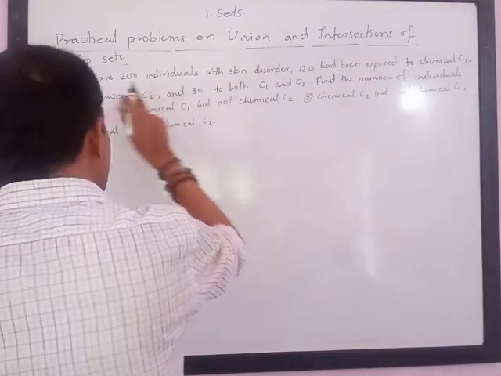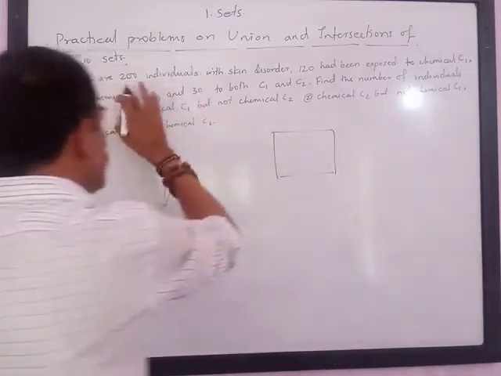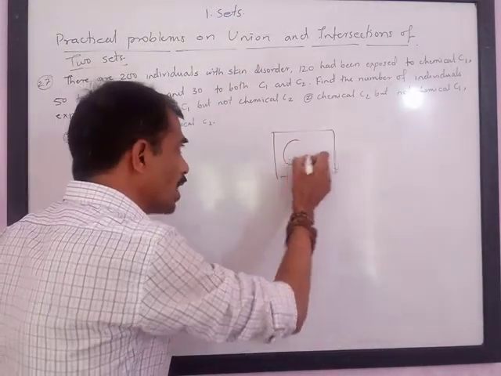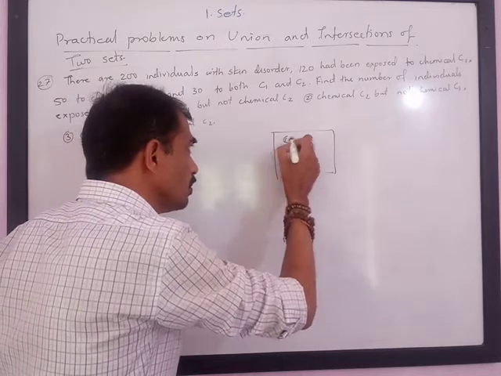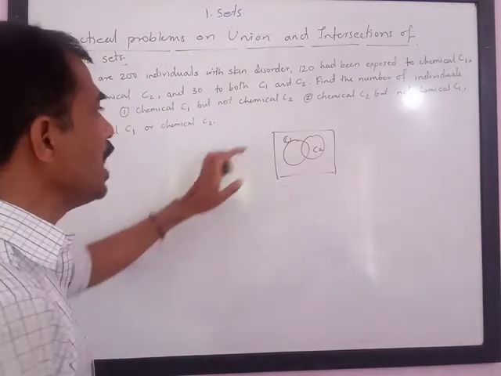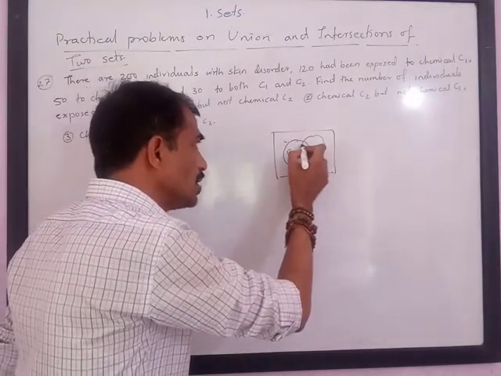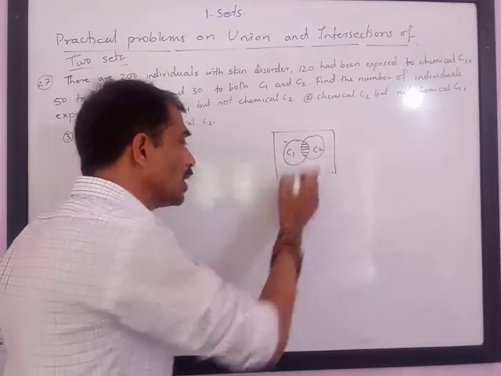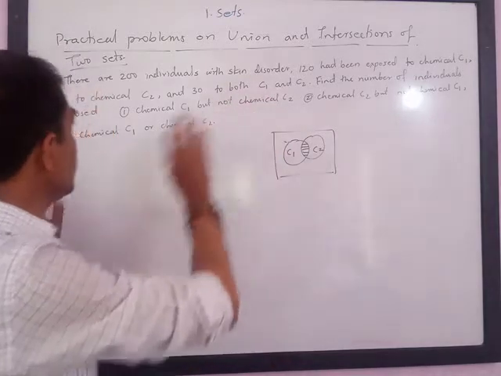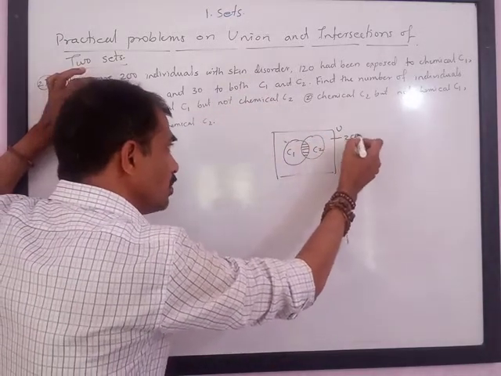Here, total individuals are 200 with skin disorder. Out of this, some came in contact with C1, some came in contact with C2, and some came in contact with both. This is C1, C2, and some came in contact with both the chemicals. And please note, the number given to us for the total universal set is 200.